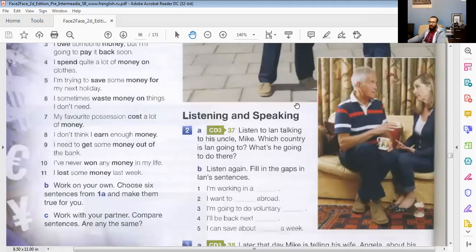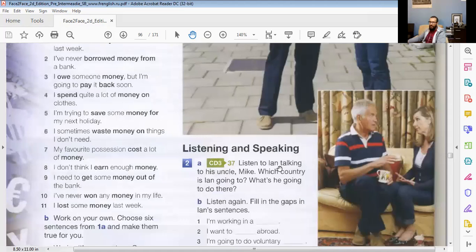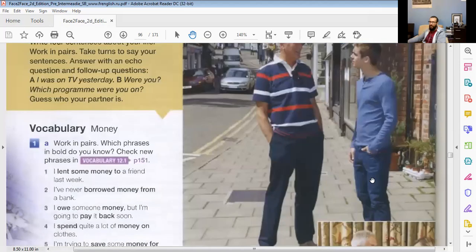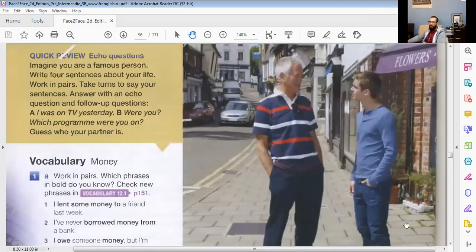All right, so now let's go to the listening story. Now we're gonna listen. It says, listen to Ian talking to his uncle Mike. Which country is Ian going to? What's he going to do there? So this means Ian is gonna tell his uncle about his future plans, okay? So let's listen to this story and let's find out.